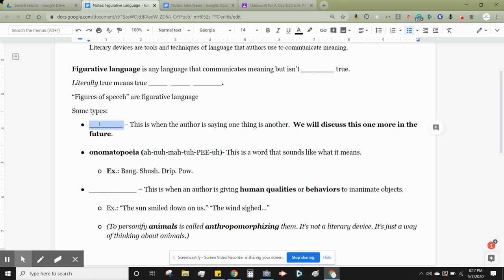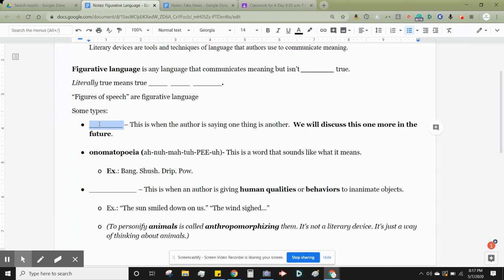We have a whole set of notes just about metaphor. Metaphor gets its own lesson because metaphor is so important in literature. But I'll tell you right now that it falls into the larger category of figurative language. So metaphor is when an author is saying one thing is another thing or is like another thing. Those both count as metaphors.